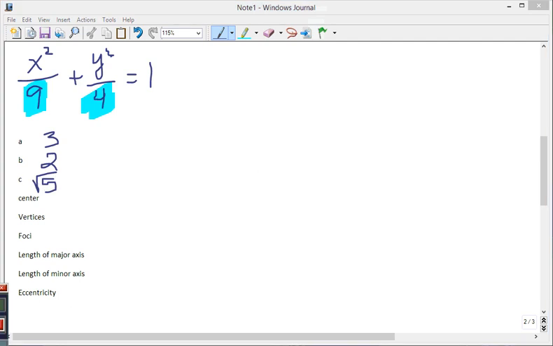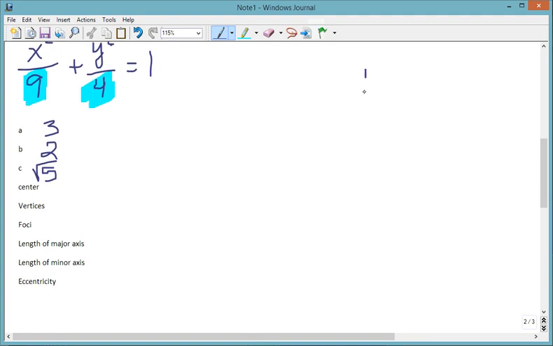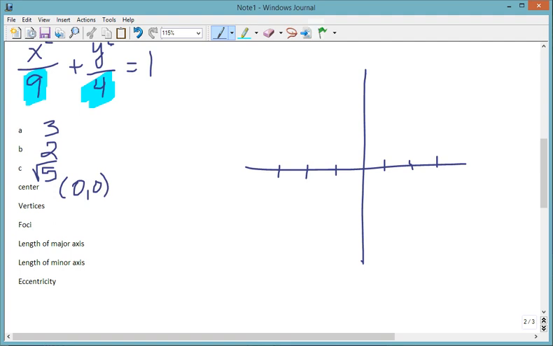Okay, so I'm going to sketch what we know so far on a graph. Okay, so remember that the A is under the X, so the longest side is going to be along the X-axis. And remember the center, I should even write this in, the center is going to be 0, 0. Okay, it's not shifted, and I'll show you what it looks like when we shift it in the third video today.